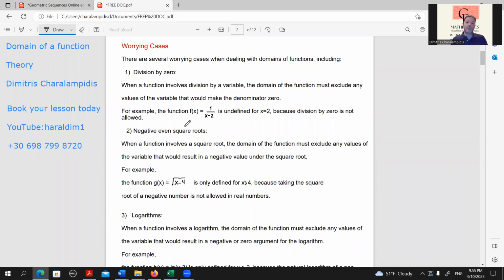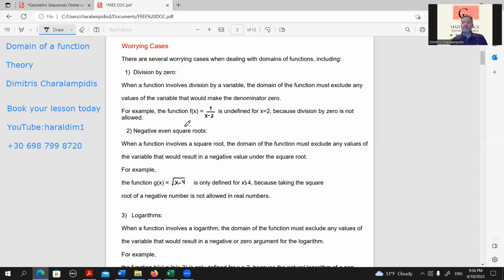There are several warning cases when dealing with domains of functions, which include, first, dividing by 0. When a function involves division by a variable, the domain of the function must exclude any values of the variable that would make the denominator 0. So keep in mind that when dealing with fractions, we don't want the denominator to be equal to 0. For example, the function f of x equals 1 over x minus 2 is undefined for x equals 2, because if x was equal to 2, then we would be talking about division by 0, which is not allowed.